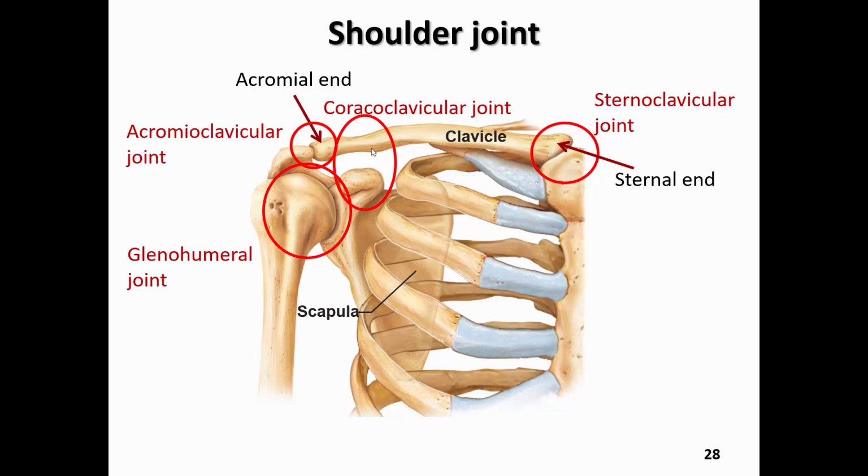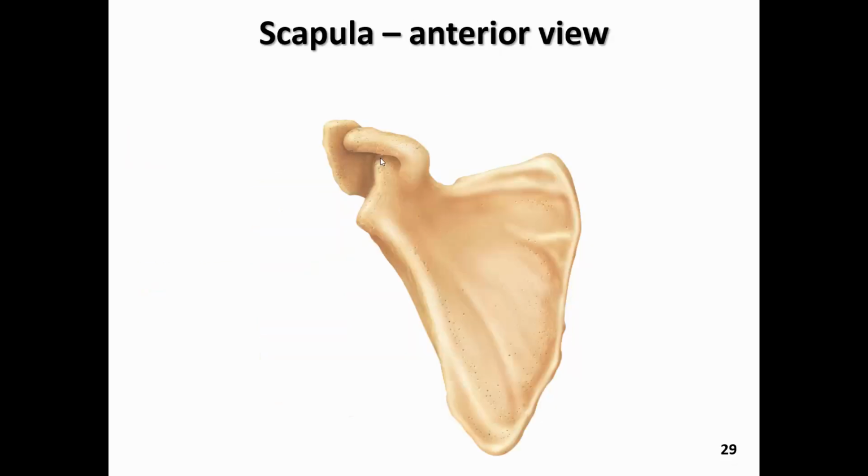Now, what we see here is another joint that is referred to as the coracoclavicular joint. It is formed between the coracoid process of the scapula and the clavicle. But these two bones are not in direct contact. There is a ligament that connects these two bones.